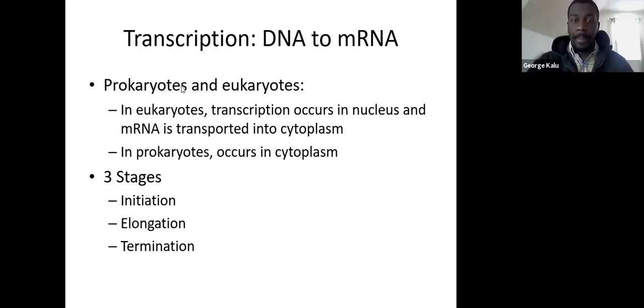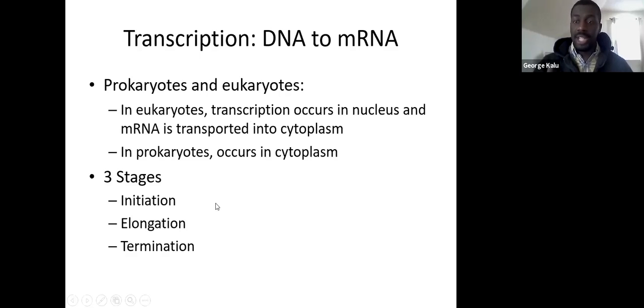But we're going to be performing this process inside the nucleus for eukaryotes. Now, in the case of prokaryotes, prokaryotes do not have a nucleus, so their transcription process is going to take place just inside the cytoplasm. So when we look at transcription, it is going to take place in 3 stages.